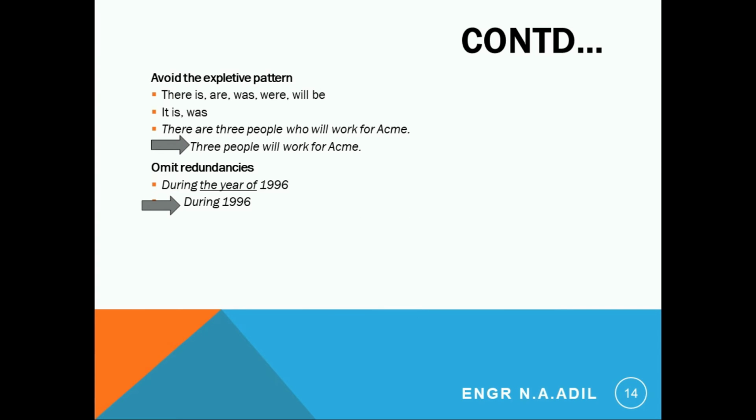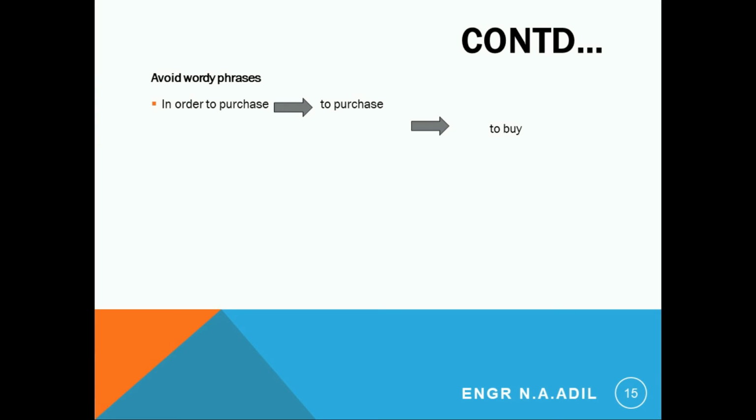Avoid the expletive pattern: there is, there are, there was, there will be, it was, it is. "There are 3 people who will work for Acme." Instead of this long sentence, you can just write "3 people will work for Acme." Omit redundancies: instead of "during the year of 1996", you can just write "during 1996". Avoid wordy phrases: instead of "in order to purchase", you can write "to purchase" or "to buy".